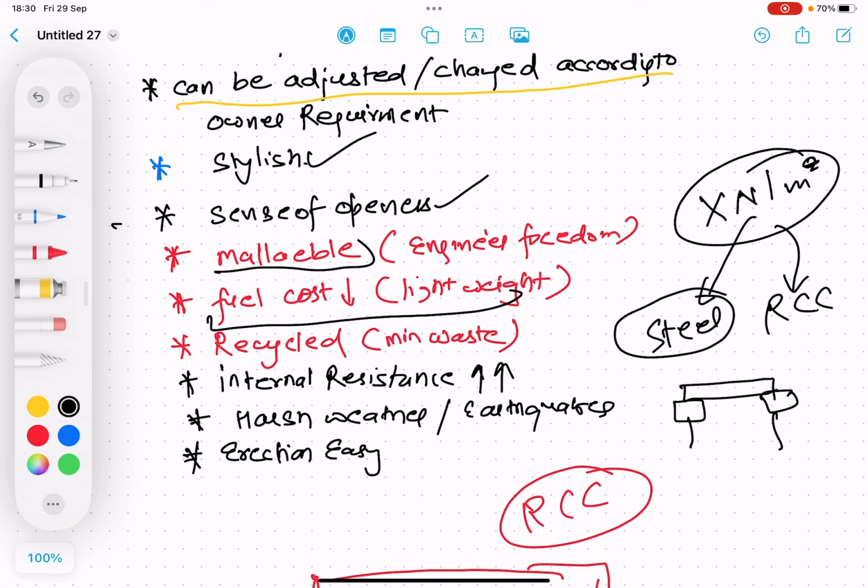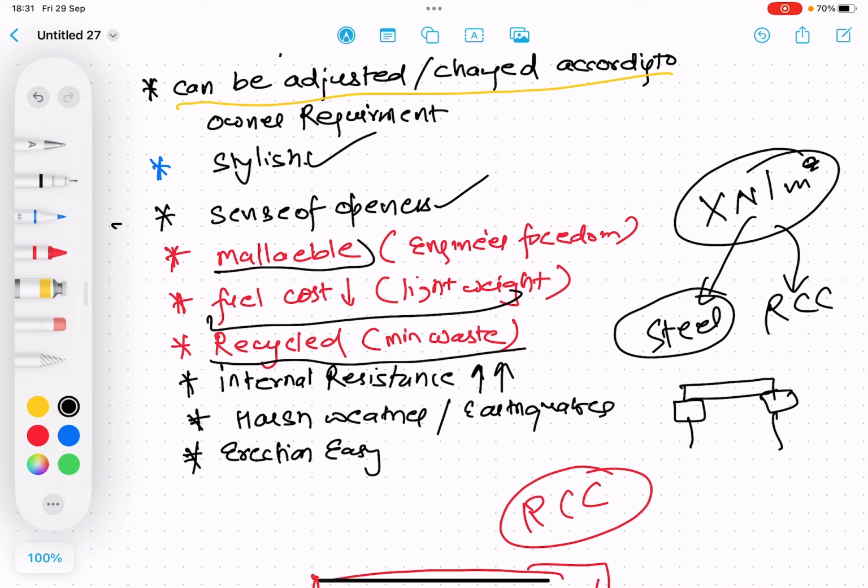And another advantage is that steel can be melted and recycled again, so the wastage is reduced to a minimum. And the internal resistance of steel structures is much more. Steel has more strength as compared to RCC structures. Okay, they can take up more load. Whatever the external load, they can easily take it up. They can also easily withstand harsh weather conditions and earthquakes.